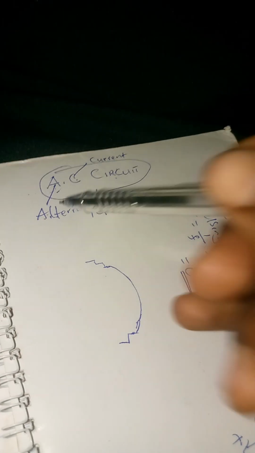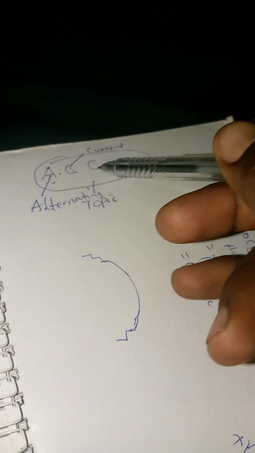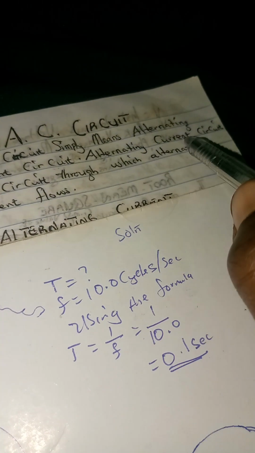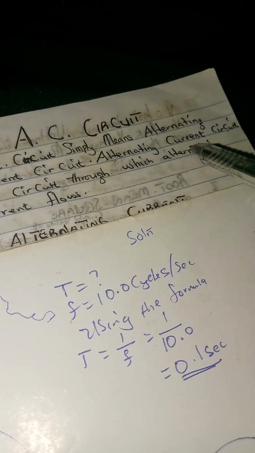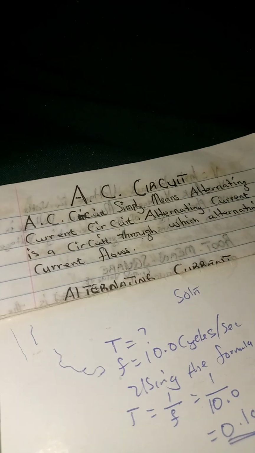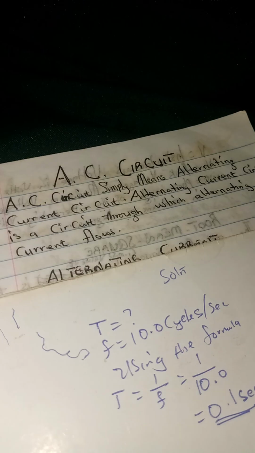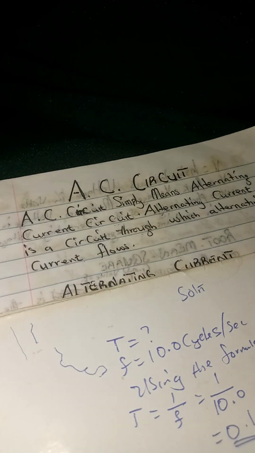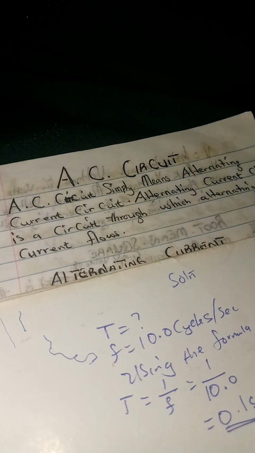Now, an alternating current circuit is a circuit through which alternating current flows. See, the path through which the alternating current flows is what we call the alternating current circuit. Now, here we have known the path. The path through which the alternating current flows is called the alternating current circuit.